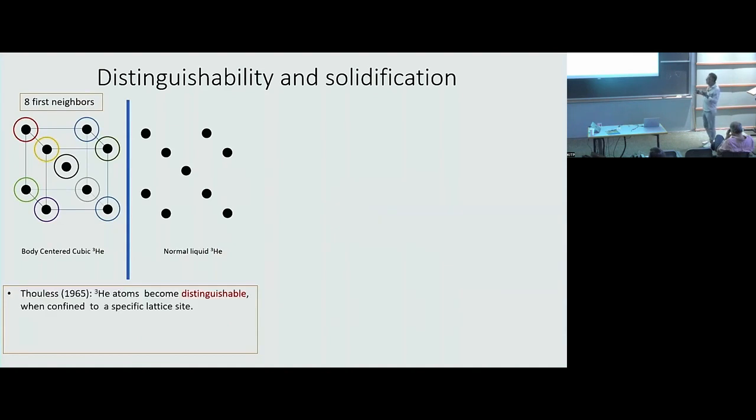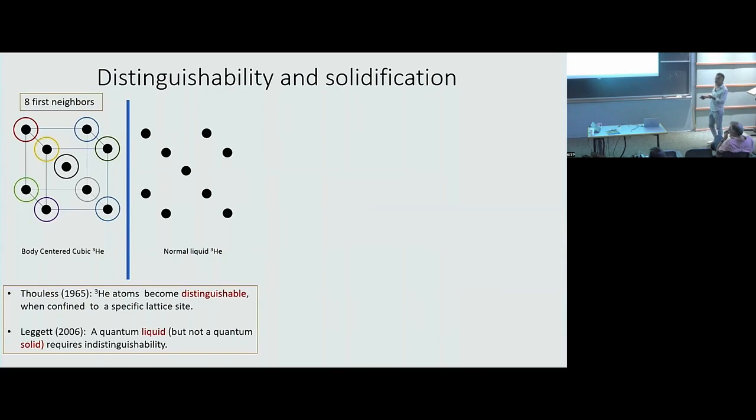It has not yet been understood quantitatively why 3.5 megapascal is the right pressure to make this system a solid. But one idea, already put forward by Thales in 1965 and Leggett in 2006, is that there is a particular difference between a quantum liquid and a quantum solid.